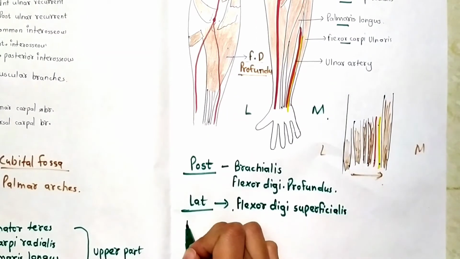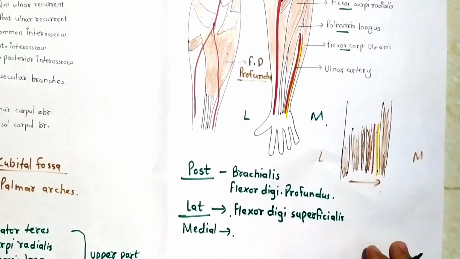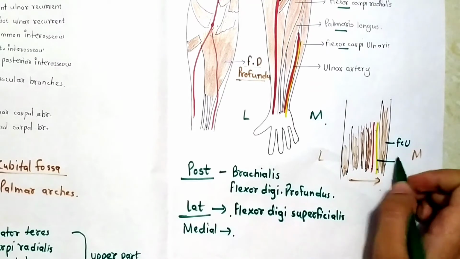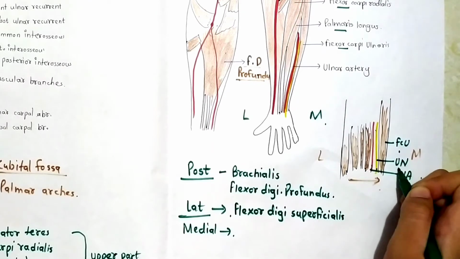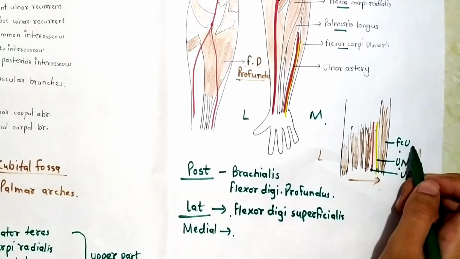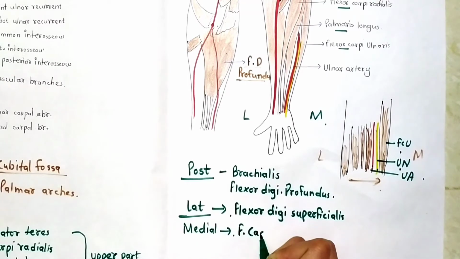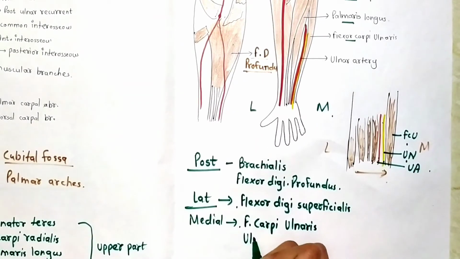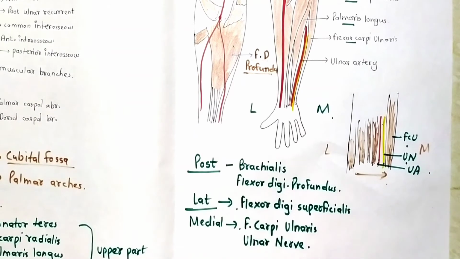Okay. Now the medial relation. Medial relation in this diagram. This is flexor carpi ulnaris. This one is the ulnar nerve. This one is the ulnar artery. So these two structures are in the medial relation: flexor carpi ulnaris muscle and ulnar nerve. Okay. So this is all about the relations.